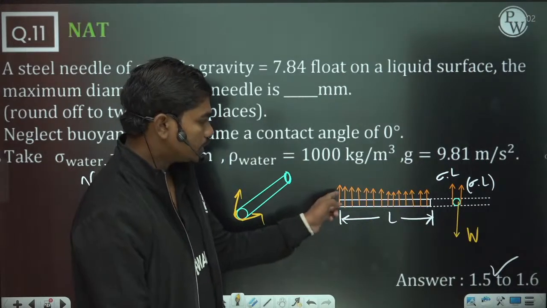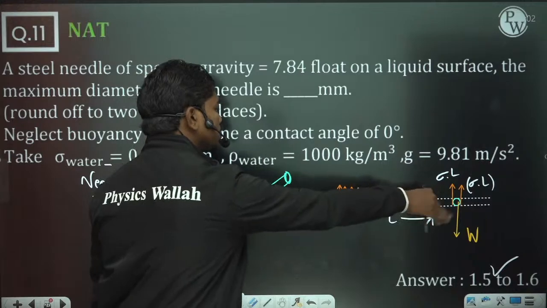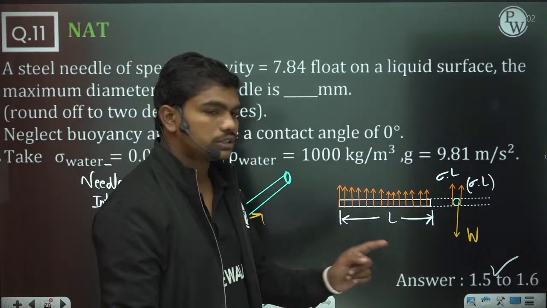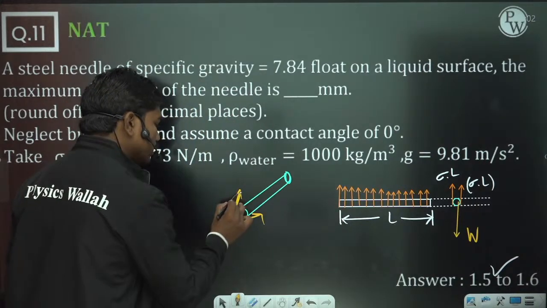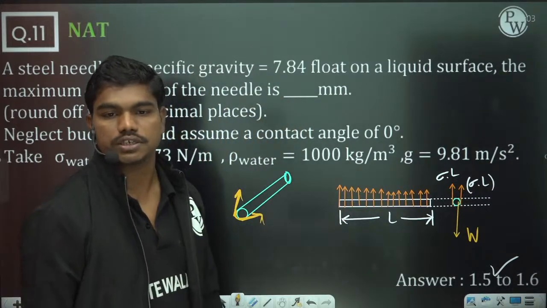Okay, so that's what I have shown in the front view. In the front view, you will see the surface tension forces. In the side view, you see that there is a surface tension force acting along this length and also along this length. So that's why I have represented this with two surface tension forces. Clear?